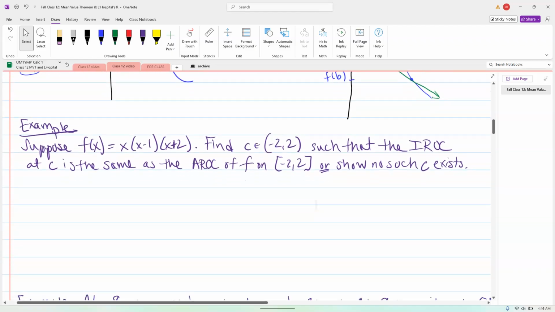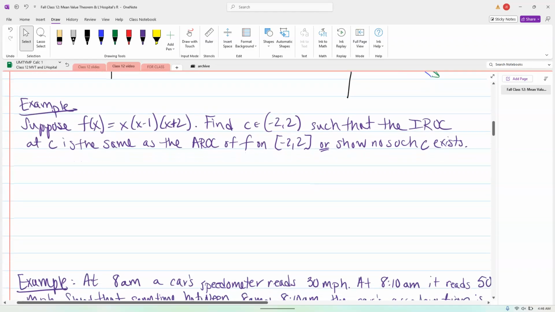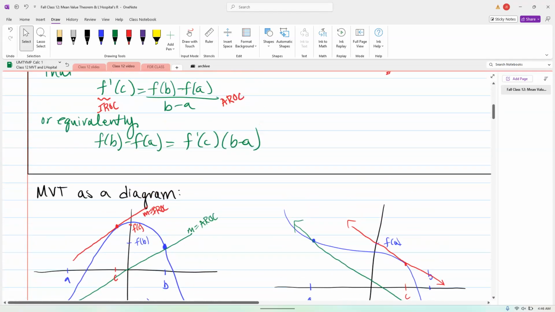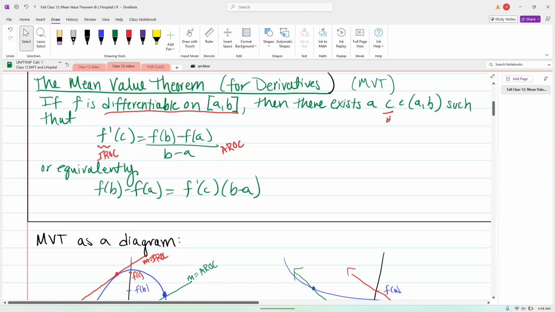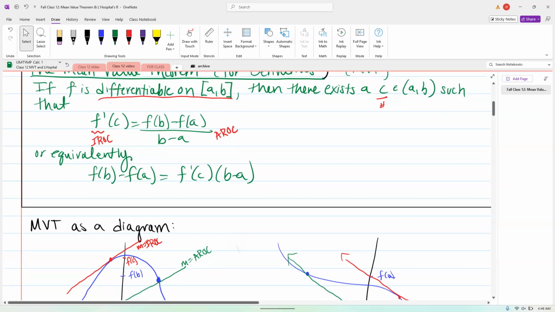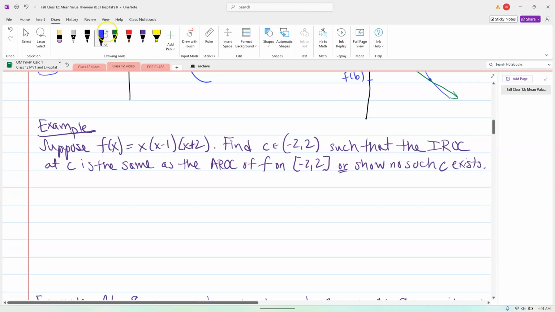Now, practice. We have a function, and we want to find c such that the instantaneous rate of change at c is the same as the average rate of change, or show that no such c exists. So what do we have to do? Well, we have to apply the theorem. We have a polynomial function. Polynomials are always differentiable, so there's no need to check that, but you could mention it.